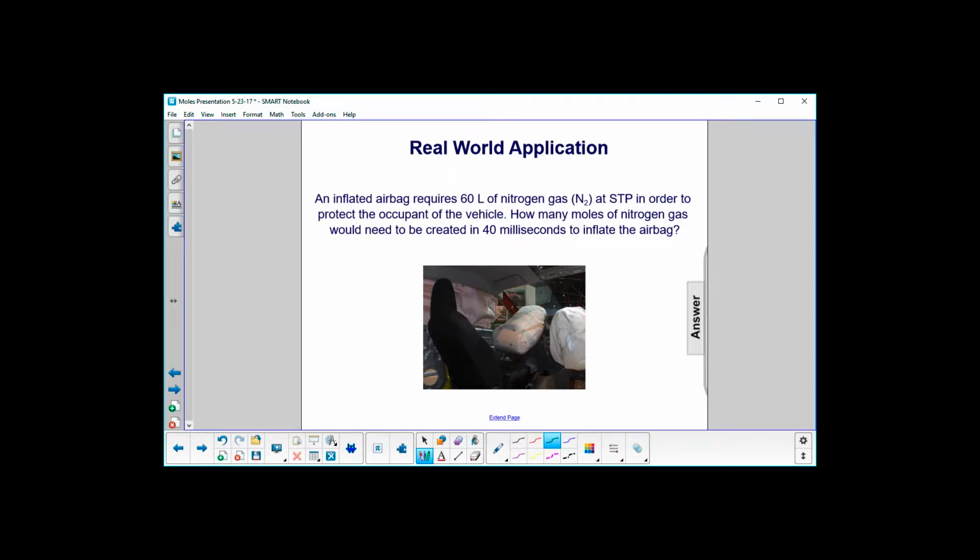An inflated airbag requires 60 liters of nitrogen gas at STP in order to protect the occupant of the vehicle. How many moles of nitrogen gas would need to be created in 40 milliseconds to inflate the airbag? Well, we just had the equation where the number of moles, n, is equal to your sample volume divided by the molar volume. So it turns out you don't need the time at all. That's just thrown in there for educational purposes, but not needed for the problem.